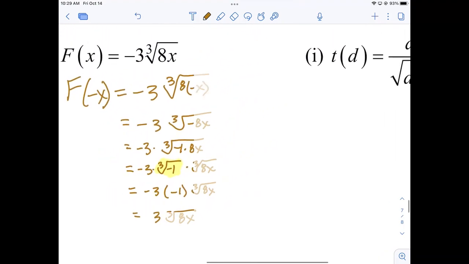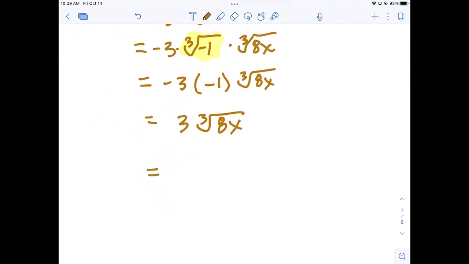And now I compare that to the original. Is it the same as what I started with? No, but is it the opposite? Well, can I multiply this by -1 twice? Let's multiply this by -1 twice. -1 times -1.